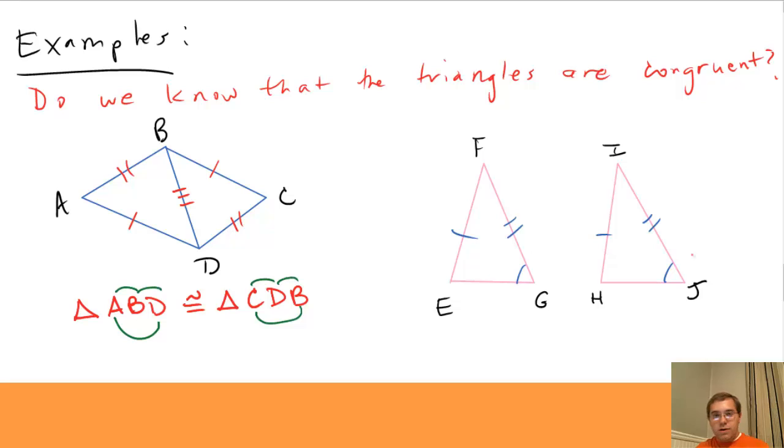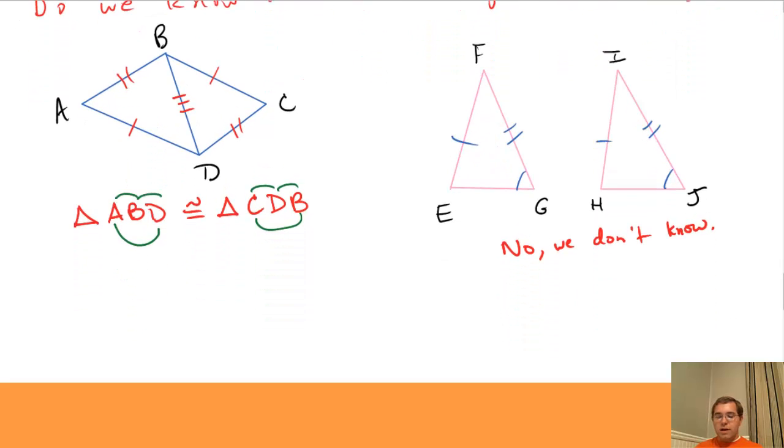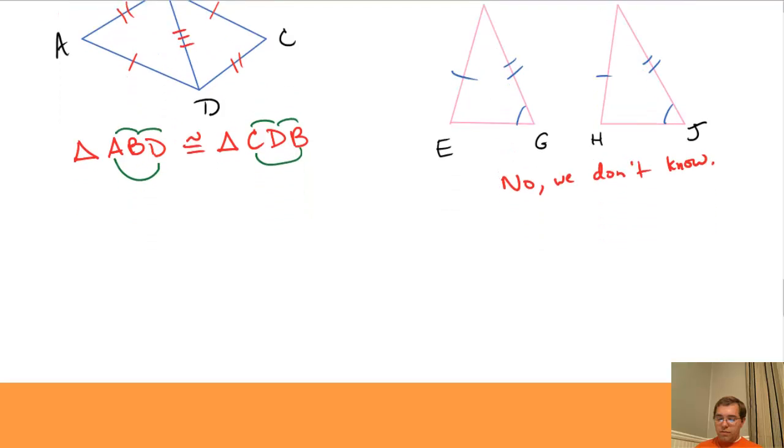So it turns out we do not know that these are congruent. So no, we don't know. We would need more information in order to know for sure that they were congruent. Even though the way I drew them, they look congruent, we don't know. It's possible we could have triangles that share two pairs of sides and that angle that's not included and still not be congruent.